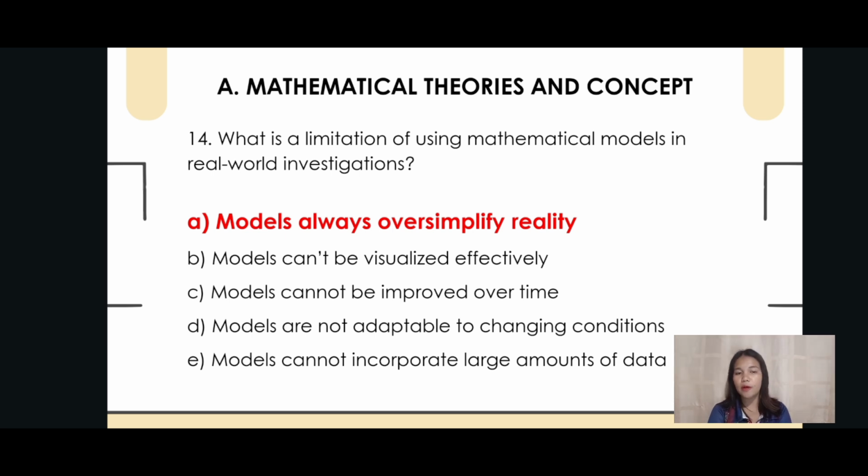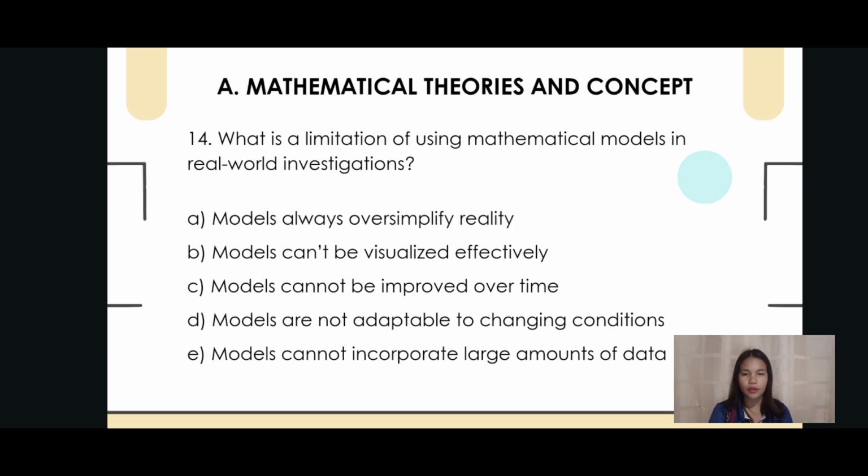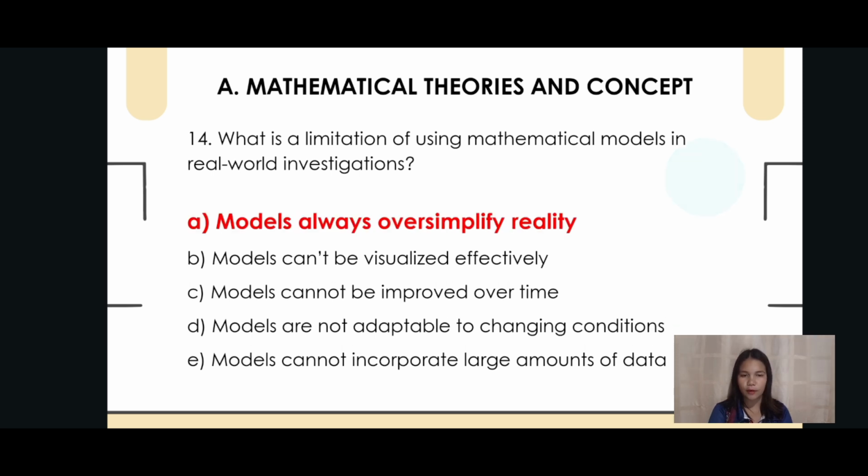While models can help make predictions and provide insights, they cannot capture all the complexities and nuances of the real world. For example, a model of population growth might not account for sudden changes in environmental conditions or unexpected behavioral shifts in the population. This simplification is necessary to make the problem solvable, but also introduces the possibility of errors or missed factors.